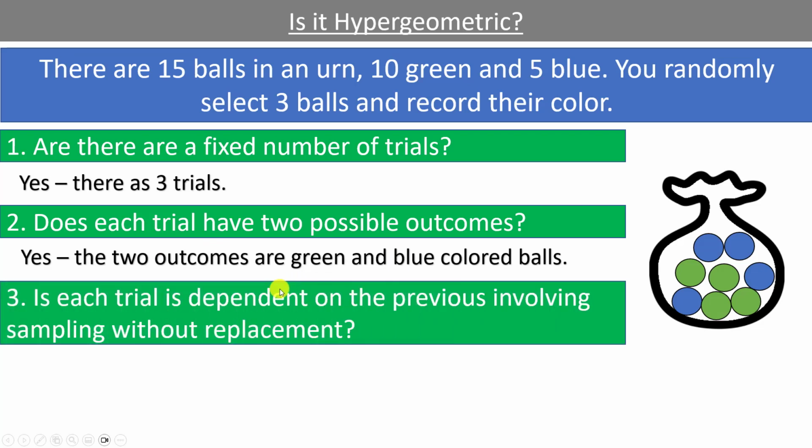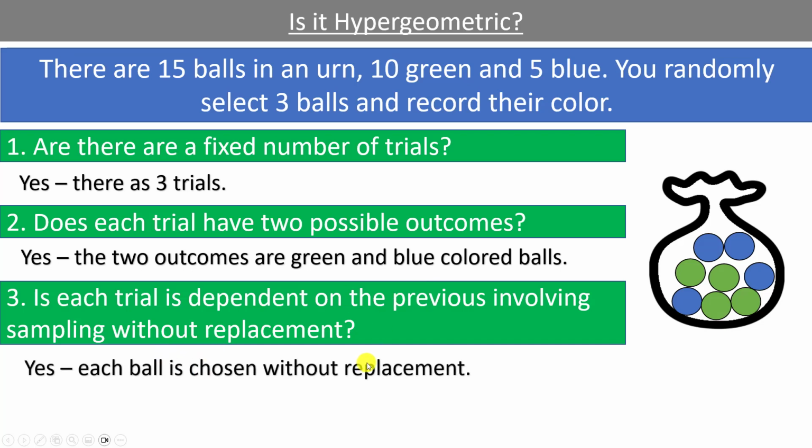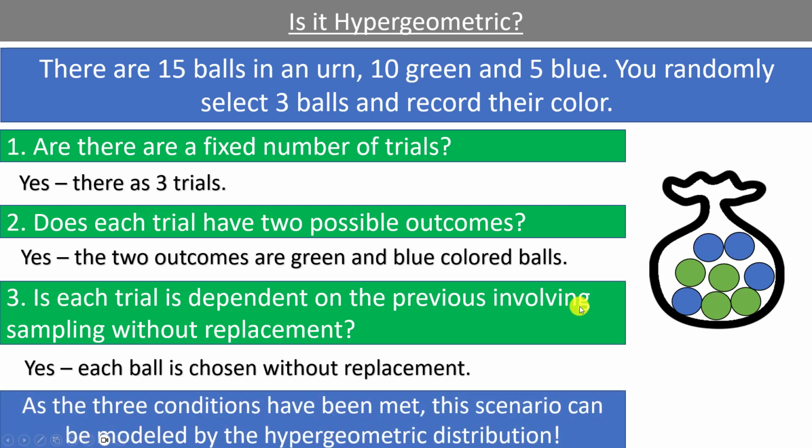Is each trial dependent on the previous, involving sampling without replacement? Yes. Each ball is chosen without replacement. Once we choose one ball, we don't put it back in before choosing the next one. So therefore, since we have met all 3 of these conditions, this scenario can be modeled by the hypergeometric distribution. Let's look at another example.